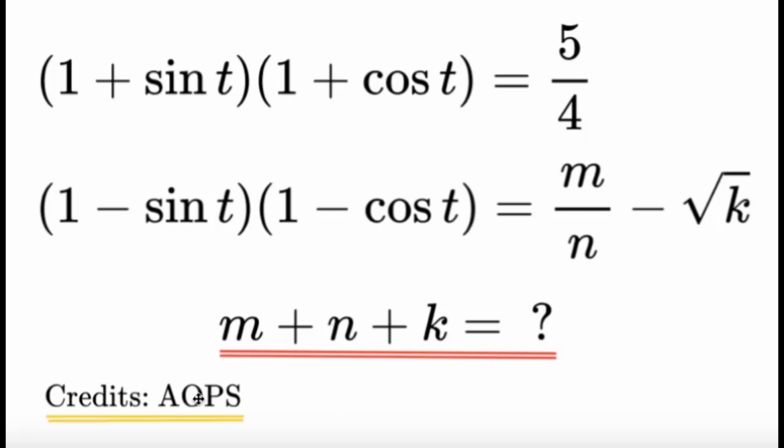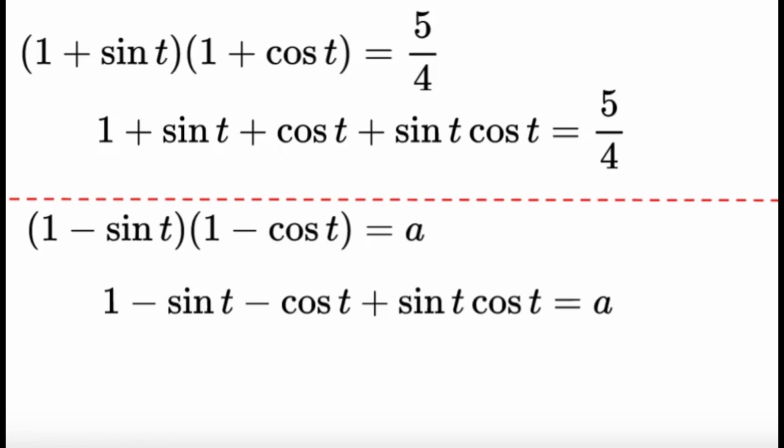Now here in this question, we have obviously a nice symmetry. In the first equation, we're given the positive sines and cosines, and then here we have minus sines and cosines. To exploit this fact, I thought of expanding the left-hand side of both of these equations, because I realized that if I expand them out, I will get these two.